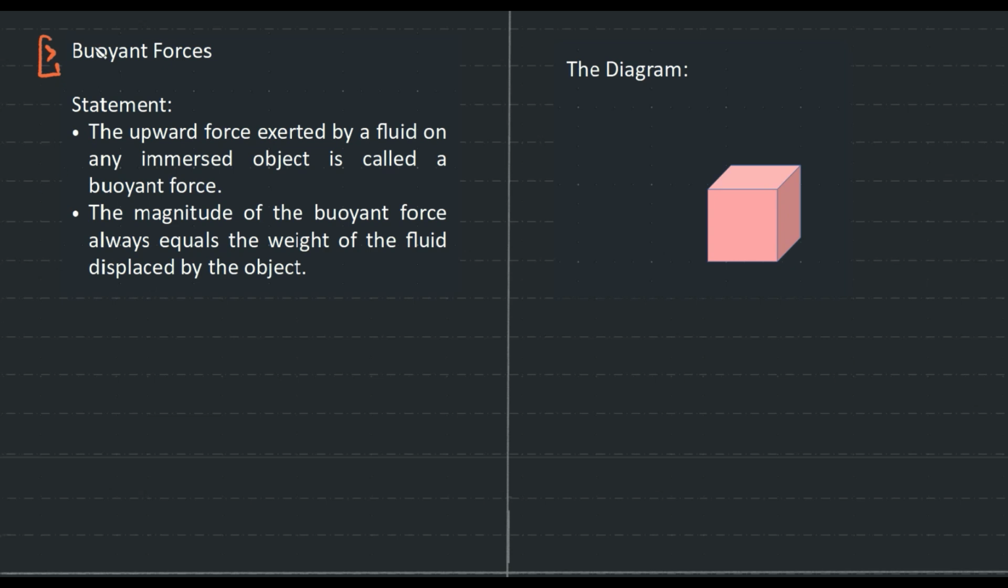So we have studied this in detail before, in previous grades. So let's look at it from an 11th or 12th grade, higher grade perspective. Okay, so let's start with the statement. The upward force exerted by any fluid on any immersed object is called buoyant force. And the magnitude of this buoyant force will be equal to the weight of the fluid the object has displaced.